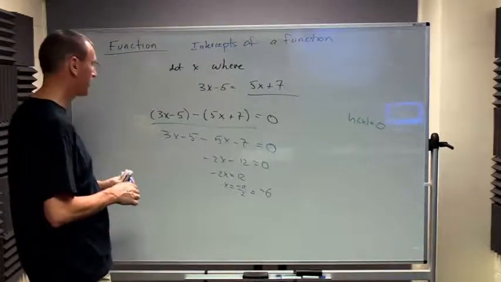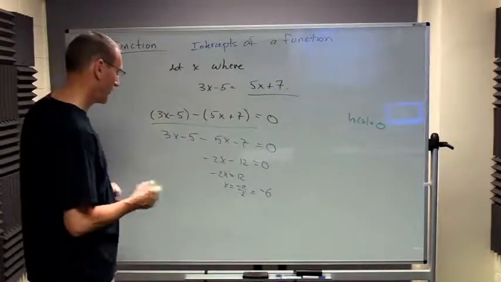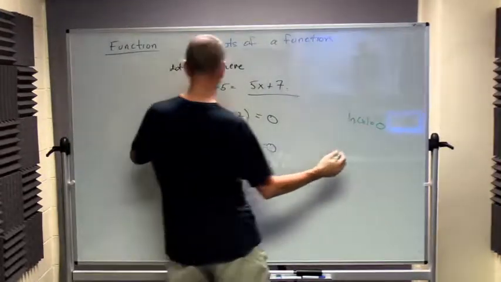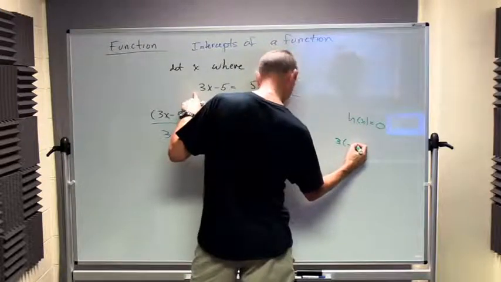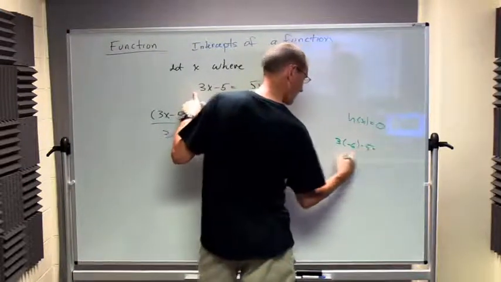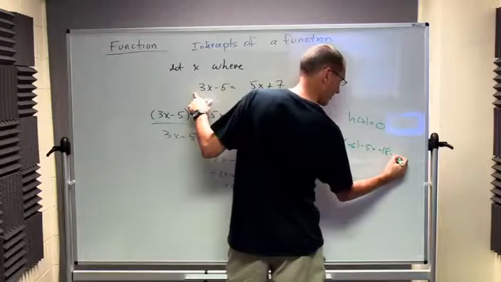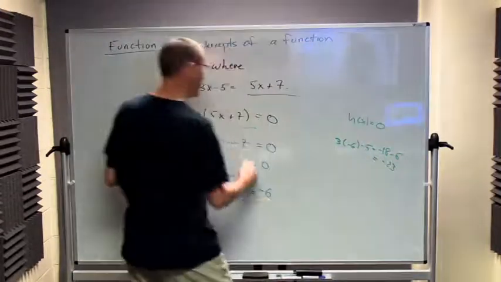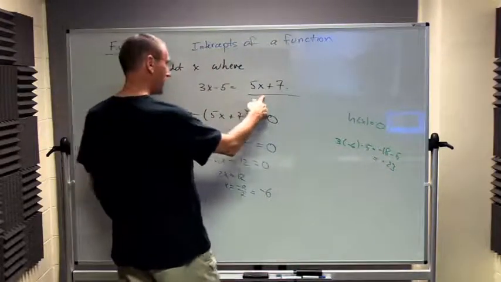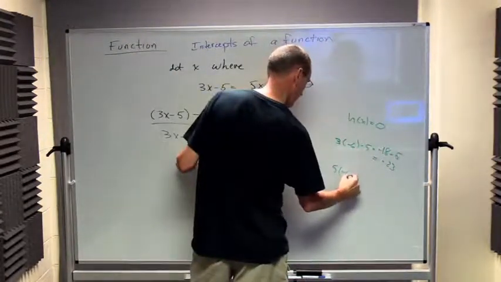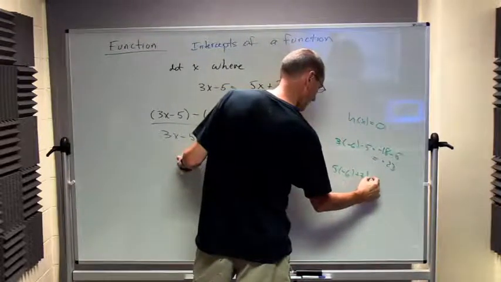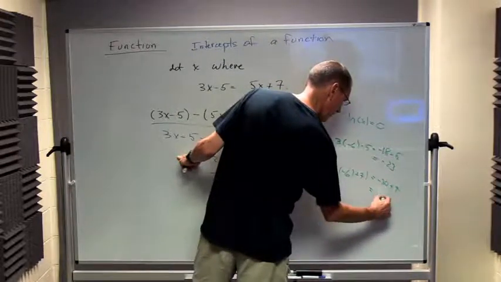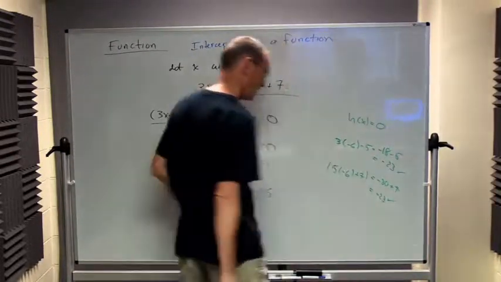Okay, let me just double check this real quick. If this is correct, then it should work here. So let's see, 3 times minus 6 minus 5 is minus 18 minus 5, which is minus 23. If I plug in x equals minus 6 here, plus 7 is minus 23, and life is good.